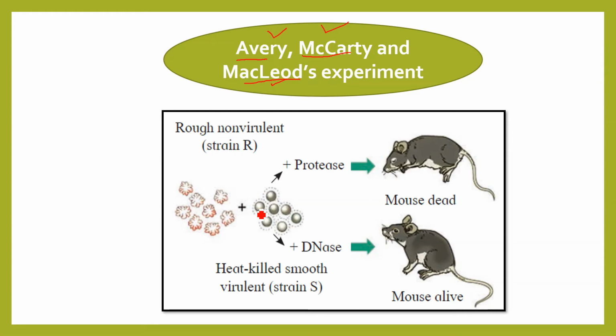And then they took the protease enzyme and the DNase enzyme. Now in this case, if you see, the mouse was dead. It means when they took the protease enzyme, they killed the protein, but R strain got converted into the S strain and the mouse was not able to survive. But when they used DNase, which kills the DNA, they found that the mouse was alive.